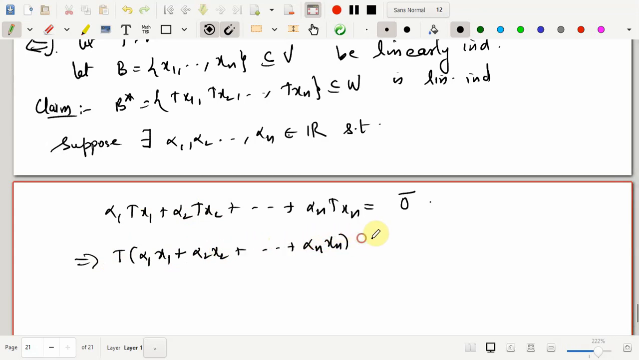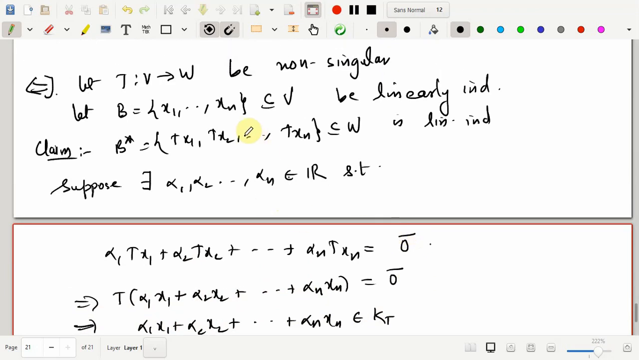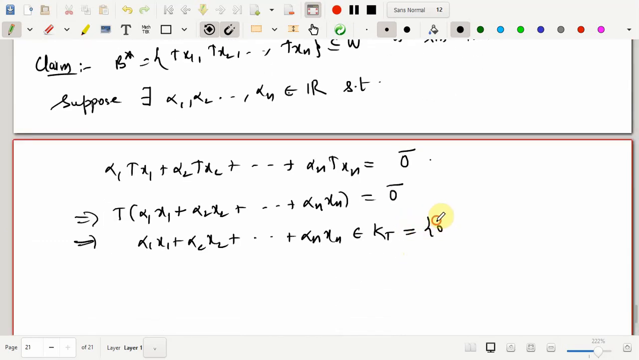Note that x1, x2 till xn come from V, so the linear combination belongs to V, and now the image of this particular vector is equal to 0. This implies that this vector has to be in the kernel of T. This implies alpha 1 x1 plus alpha 2 x2, and this goes on till alpha n xn belongs to the kernel of T because they map to 0. But you are assuming that T is non-singular, so by definition the kernel of T is simply the singleton 0.